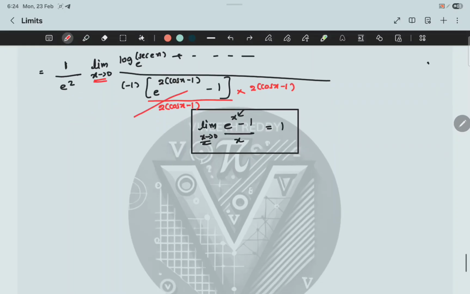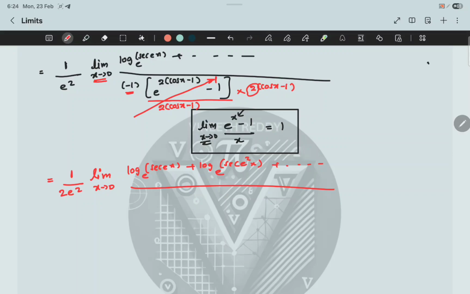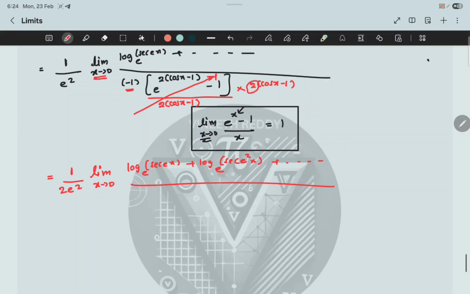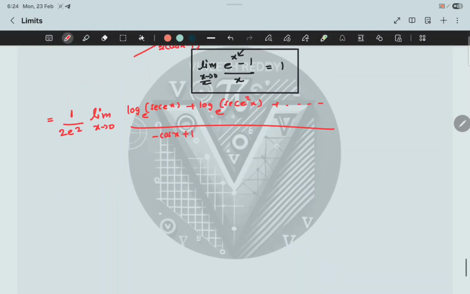So what do we get here? Now this will ultimately approach 1. We have a minus here, let us keep the minus there only. This 2 can be taken outside, so we will be getting 1 by 2 e square into limit x approaches 0 log secant e^x to the base e plus log secant e^(2x) to the base e, and so on, divided by, now what is remaining here is minus 1 into cos x minus 1. So minus 1 into cos x is minus cos x plus 1. So we ultimately get this.